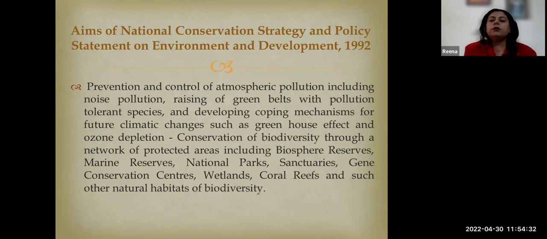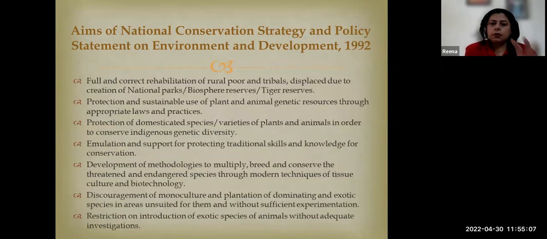Okay, then conservation of biodiversity through a network of protected areas, including biosphere reserves, marine reserves, national parks, sanctuaries. So if I am going to implement a project which has a sanctuary or national park in its vicinity, nowadays I have to prepare a complete wildlife conservation plan before I get environment clearance for that project. So those kinds of initiatives are again guided by our policies. So this is the aim of the national conservation strategy.